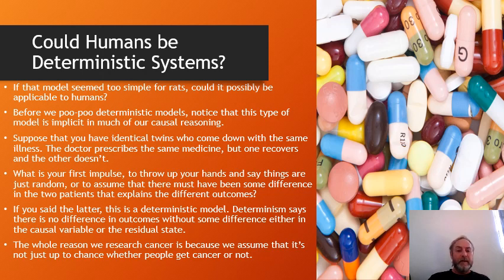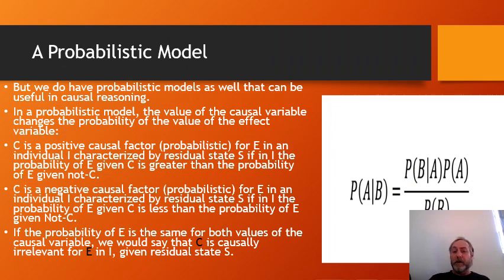And this is sort of the whole reason we do research. There's some implicit assumption of determinism here. When we research cancer, it's because we think it's not just up to chance whether people get cancer or not. We think there are causes of it. Okay. Even so, if you have the other instinct, back to the twins, they both have the same illness, get the same medicine, and one gets better and one doesn't. If your instinct was, well, no, actually, things are a little random sometimes, that's okay too. We have models for that.